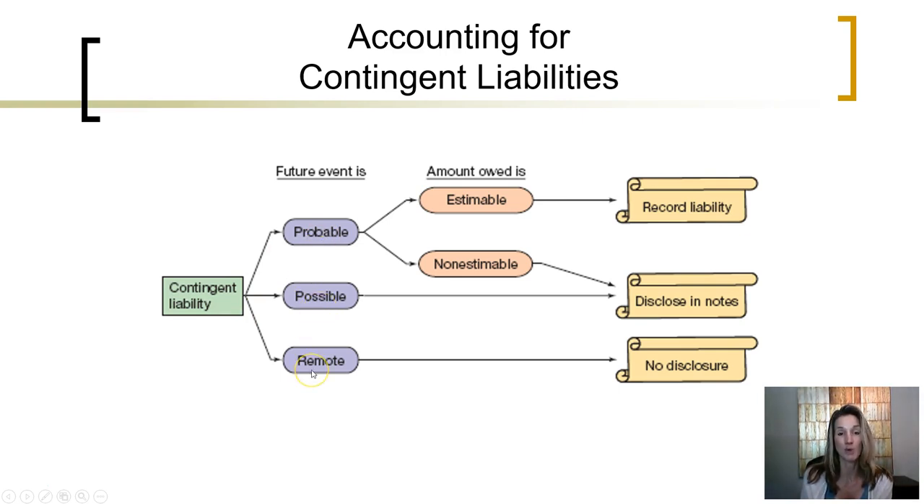So the accounting for contingent liabilities really depends first on whether the future event is probable, possible, or remote. And based on the likelihood, the next step would be determining whether it is estimatable or non-estimable. Those steps will help us determine how to account for and report contingent liabilities.